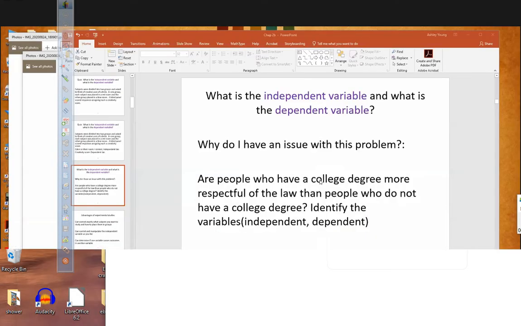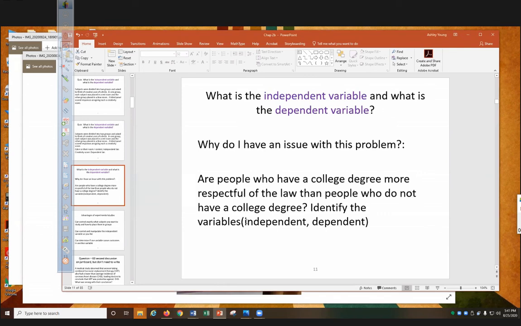What they're saying is that the independent one causes the dependent one. So they're saying that having a college degree causes you to be respectful of the law. You can only do that if you did an experiment and you forced people to get a college degree or not get a college degree. You can only have independent and dependent.